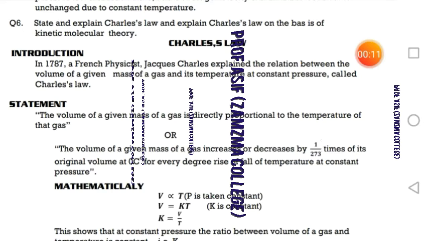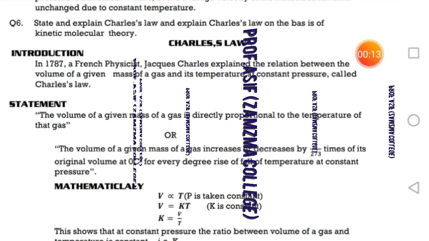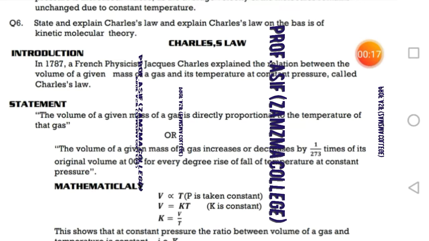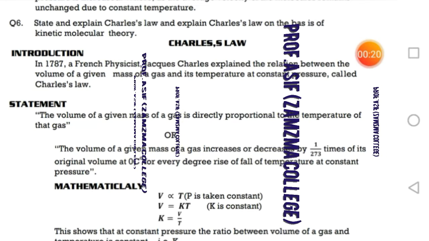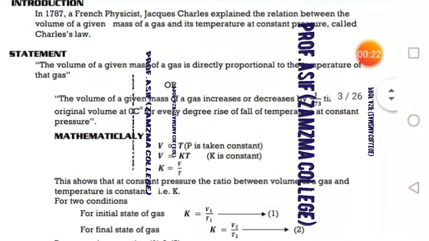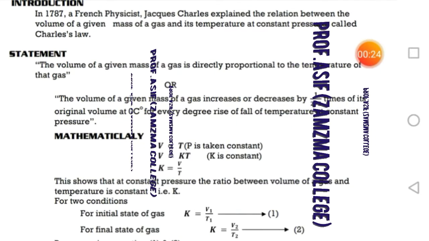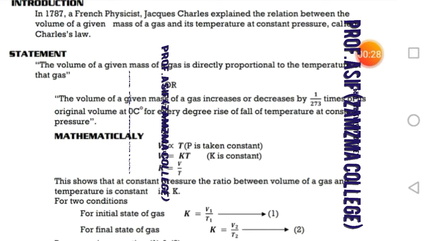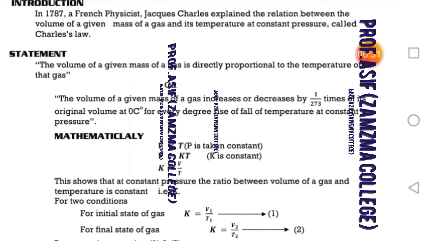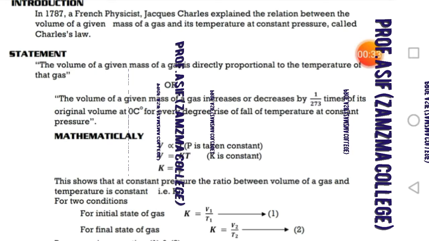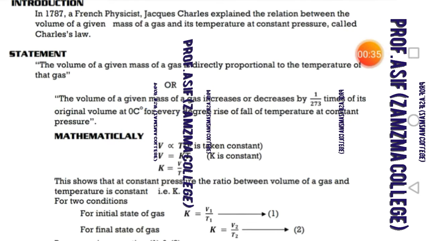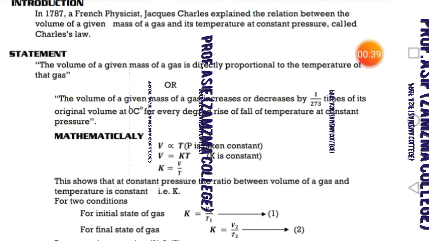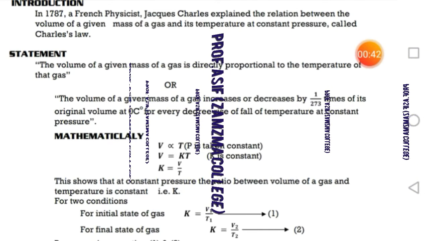We will discuss Charles' law. It's chapter number 2, states of matter. This Charles' law describes the relationship between volume and temperature of a gas, which explains that there is a direct relation. Means if you increase temperature, then directly it will cause an increase in volume.